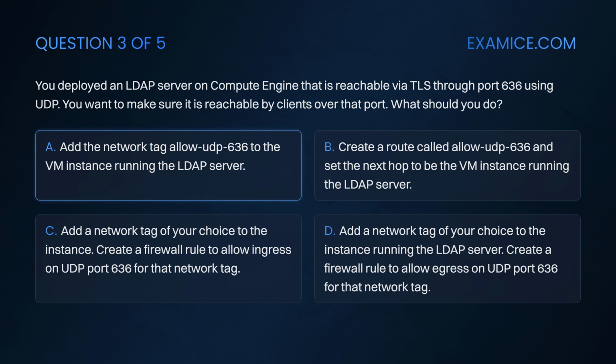Option A. Add the network tag allow-udp-636 to the VM instance running the LDAP server. Option B. Create a route called allow-udp-636 and set the next hop to be the VM instance running the LDAP server. Option C. Add a network tag of your choice to the instance. Create a firewall rule to allow ingress on UDP port 636 for that network tag. Option D. Add a network tag of your choice to the instance running the LDAP server. Create a firewall rule to allow egress on UDP port 636 for that network tag.